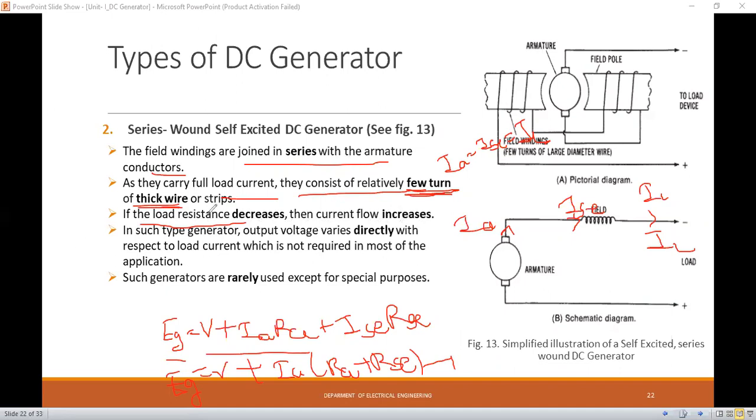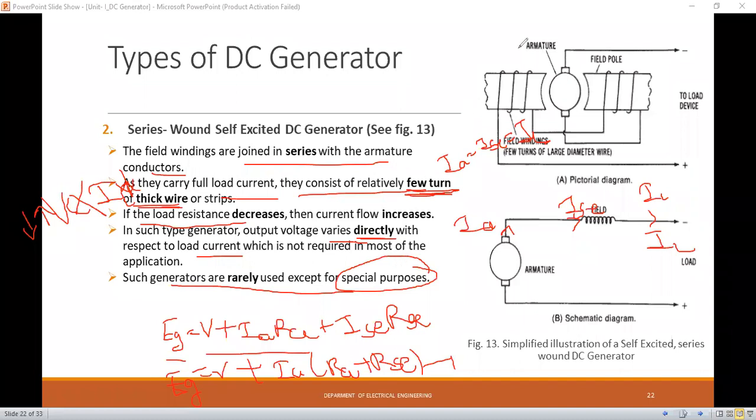So in such types of generator, output voltage varies directly with respect to that of load current. म्हणजे V आणि I चे relation काय असेल? V will vary with that of load current. If load current increases, the output voltage increases. If the load current decreases, the output voltage will decrease. So it varies directly, which is not required in most of the applications. So such a generator is rarely used except for special purpose. जिथं special purpose application आहे, for that special purpose application, these types of generator can be used.